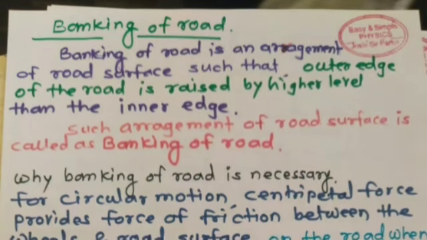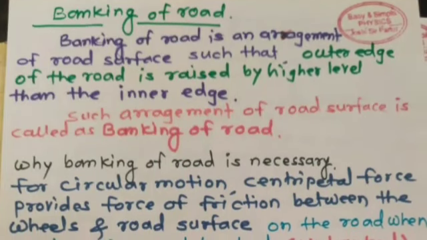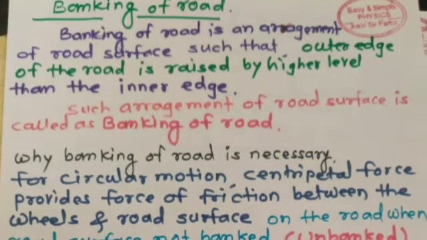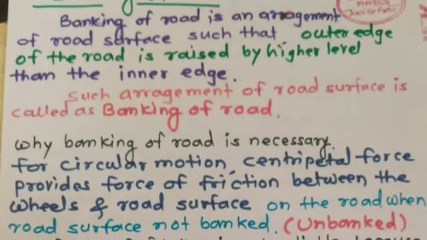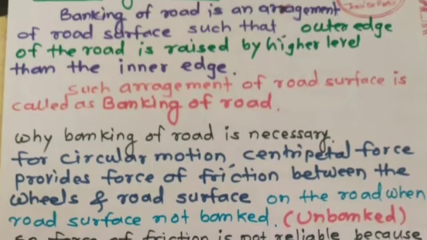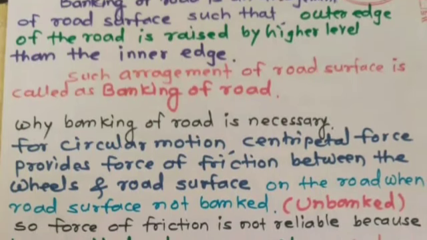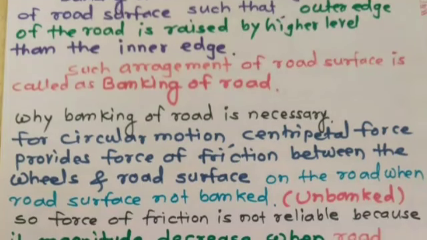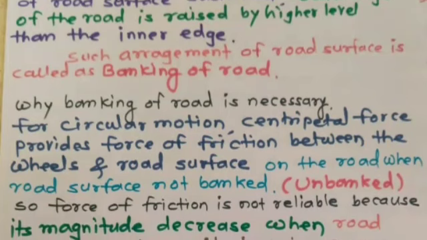Let us see banking of road. Banking of road is an arrangement of road surface such that the outer edge of the road is raised to a higher level than the inner edge. Such an arrangement of road surface is called banking of road.